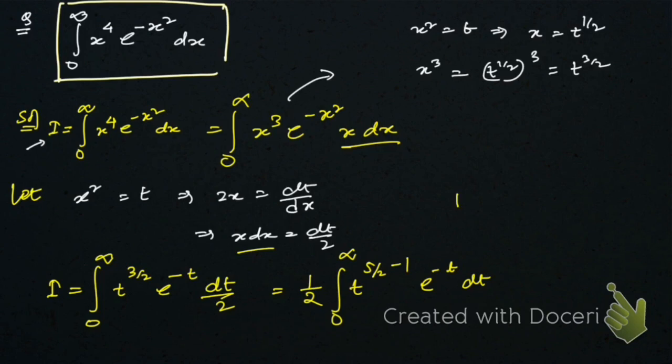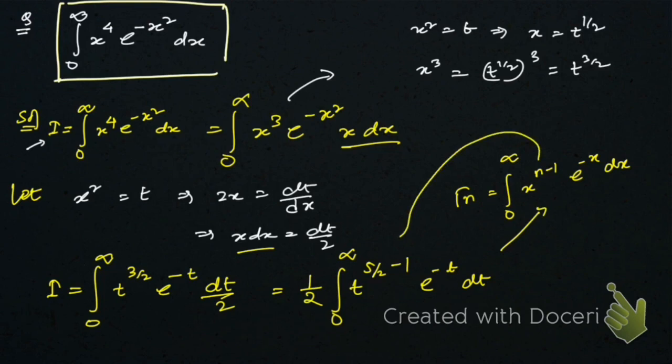Again, from this definition, gamma n is equal to integral 0 to infinity x to the power n minus 1 e to the power minus x dx. If you compare with this, then you will find that the value of n is here 5 by 2. So the result will be gamma 5 by 2. That's going to be gamma 5 by 2.